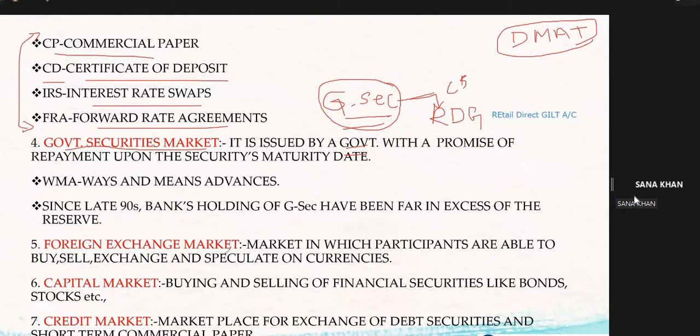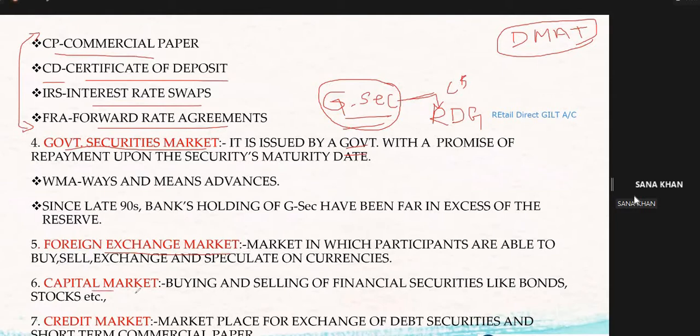Then we have the foreign exchange market. What help can this market do for us? We can buy and sell foreign exchange, and export and import, all of that happens. We can exchange even the currencies. Foreign countries can invest in our market. Yes, that is FDI and FII, which will be helpful for our country.